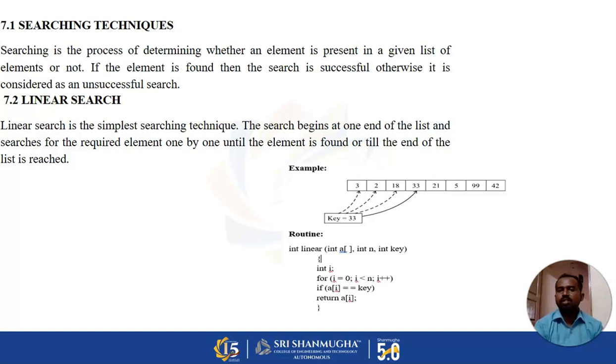Linear search is the simplest searching technique. The search begins at one end of the list and searches for the required element one by one until the element is found or the end of the list is reached. The example: 3, 12, 18, 33, 21, 5, 99 and 42. The key is 32. We search through the values to find a particular value. This is the routine, the example program for linear search.